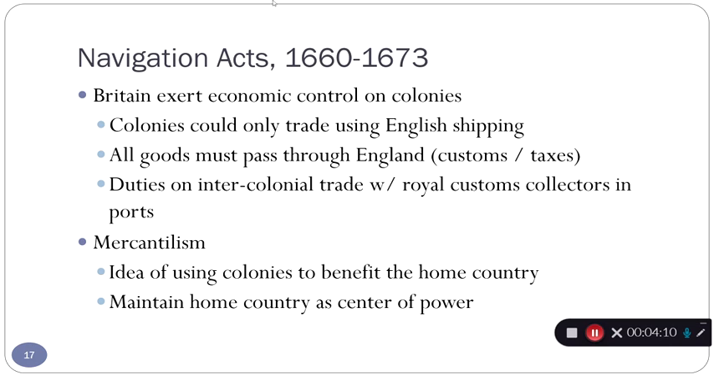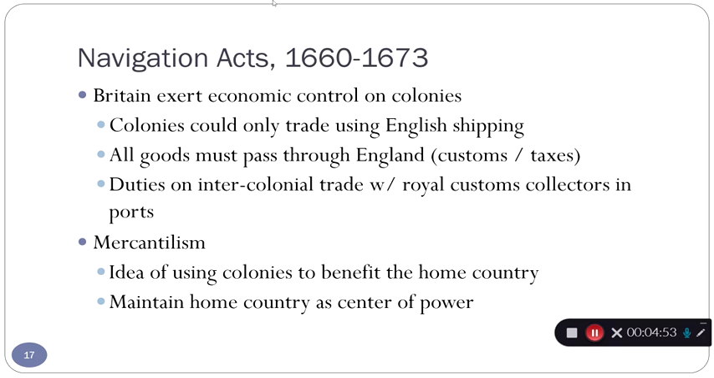So individual colonies can only trade using ships that are registered to England. So if I'm in Newport, Rhode Island, and maybe I make rocking chairs, right? I can't send my rocking chairs anywhere, whether it's to another American colony or whether it's to any place else on the planet. I can't send my rocking chairs on a ship that is not an English vessel. All of my goods have to pass through English customs.